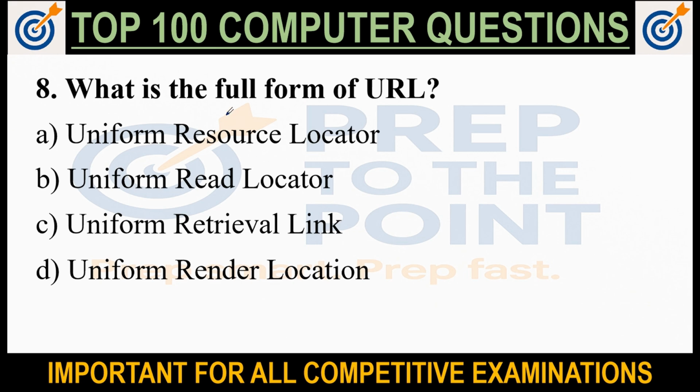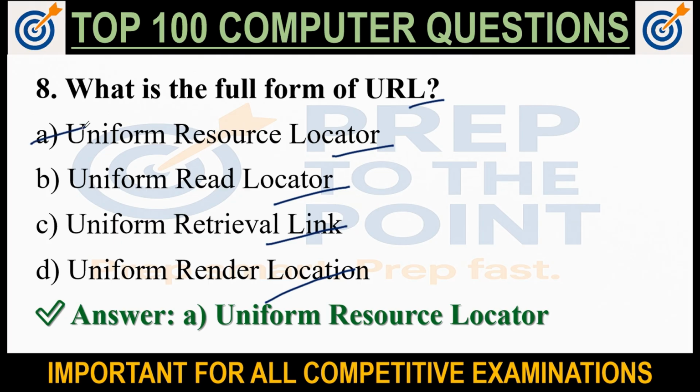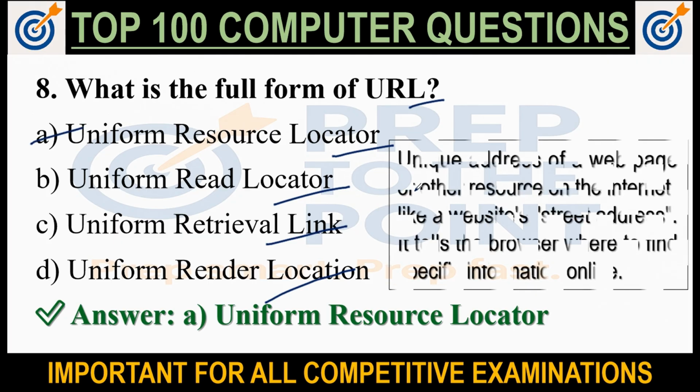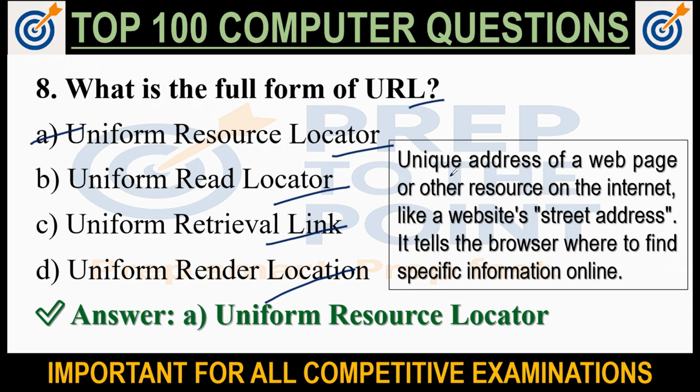What is the full form of URL? Uniform Resource Locator, Uniform Read Locator, Uniform Retrieval Link, Uniform Reader Location. The right answer is A, Uniform Resource Locator. URL, or Uniform Resource Locator, is a unique address of a web page or other resources on the internet, like a website's street address. It tells the browser where to find specific information online.